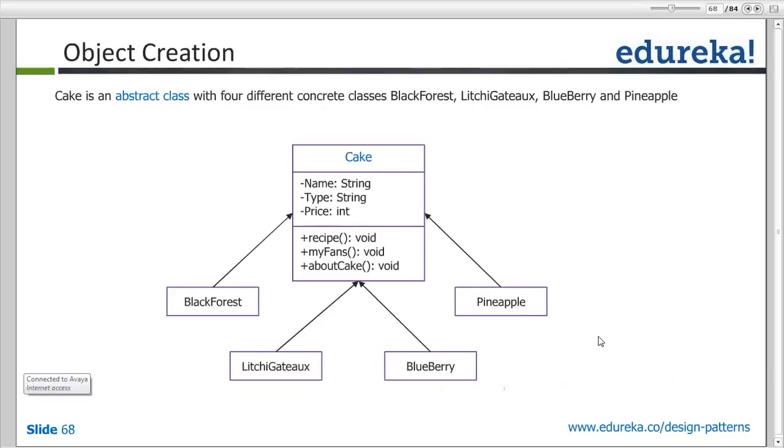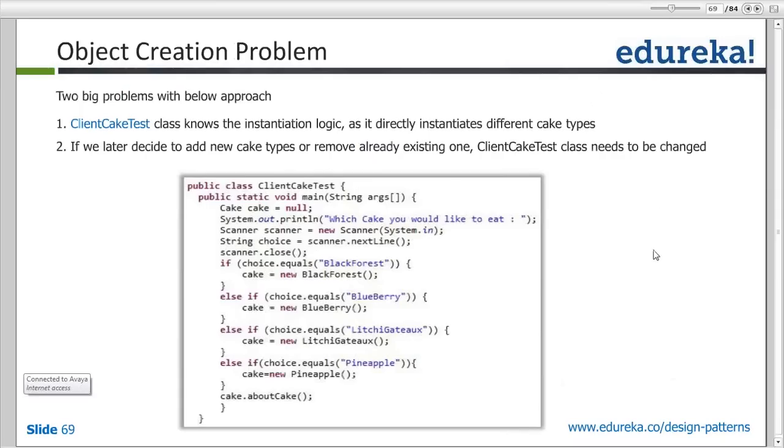Always remember, in all creational patterns we will try to avoid the new keyword in the client class. Let's say there is a cake as an abstract class, and there are these four kinds of cakes available: black forest, pineapple, blueberry, and lychee. And then the client representation is going to be this.